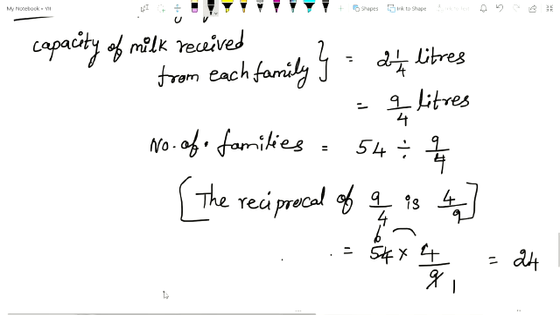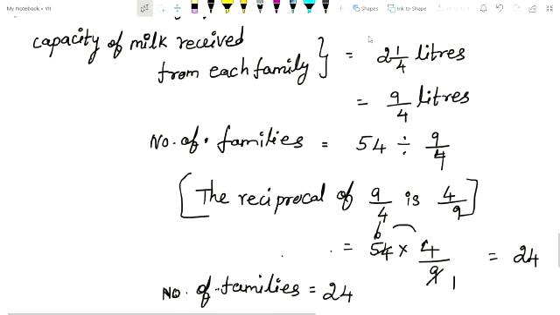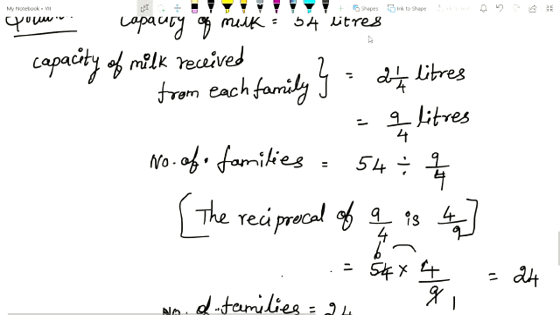What is the answer? Number of families equal to 24. You understand, children? Here capacity of milk is given, so capacity of milk equal to 54. Capacity of milk received from each family equal to 2 into 1 by 4 liters. You convert into improper fraction, so 9 by 4 liters. We need to find out number of families, so we have to divide. So 54 divided by 9 by 4.